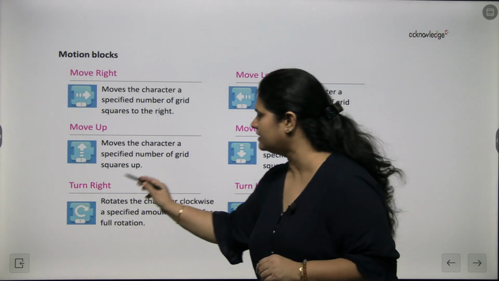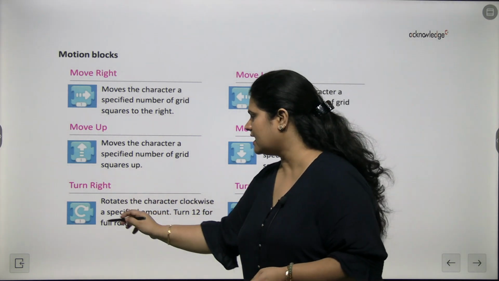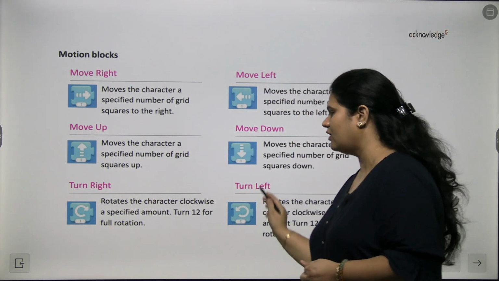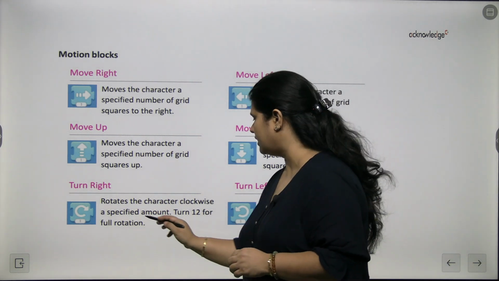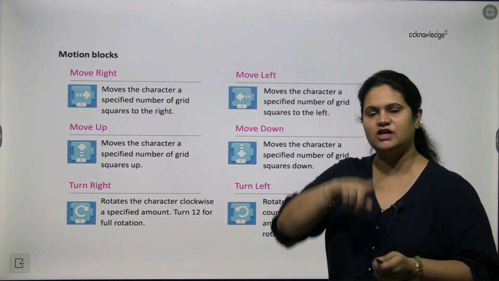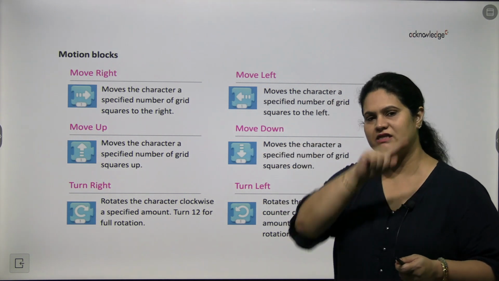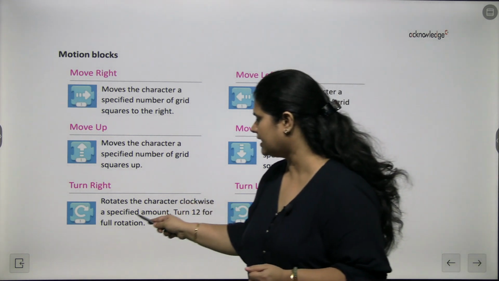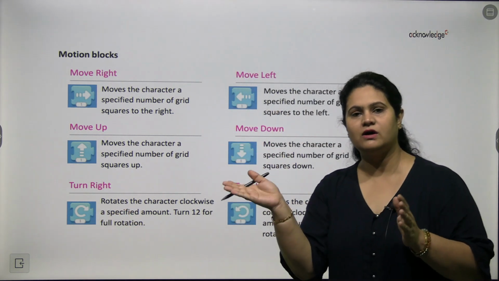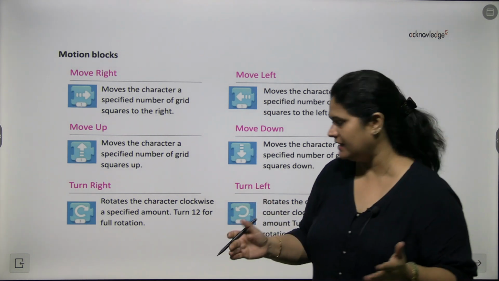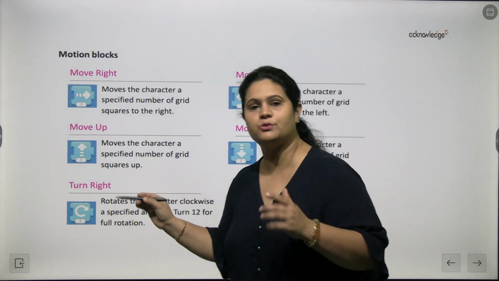Now we have a turn right and turn left block also. What it does is rotate the character clockwise a specified amount, and 12 turns is a full rotation. So it's just like you see a clock, with numbers written on it, 1, 2, 3, 4 till 12. You specify numbers from 1 to 12 here and it will move according to a clock, right? So if you want your character to make a full rotation, you will write 12 here, right?